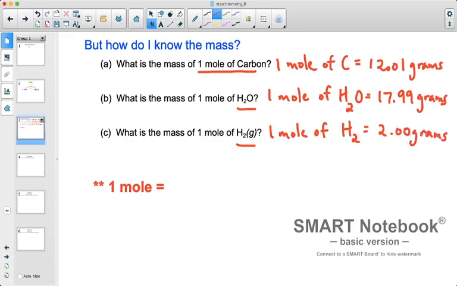So to know the definition of a mole as a mass, you should know that it's really dependent on the formula given and the substance that we're looking at. That's why 1 mole of carbon can equal 12.01 grams, but 1 mole of hydrogen gas is equal to 2.00 grams. So in essence, 1 mole is really equal to the gram formula mass, or sometimes we call it the gram molecular mass.